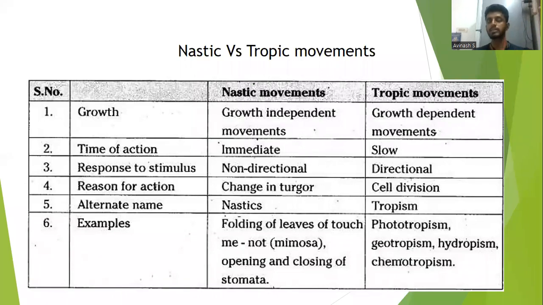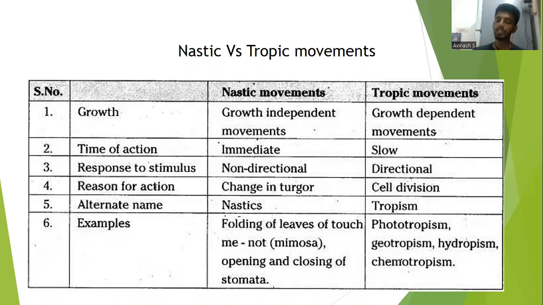For example, when there is sun in the morning, the sunflower doesn't immediately go towards the sun in fractions of seconds or seconds. It takes some minutes to actually grow towards the sunlight, or it takes some minutes for the roots to grow towards the water when it comes to hydrotropism. So it is slow.